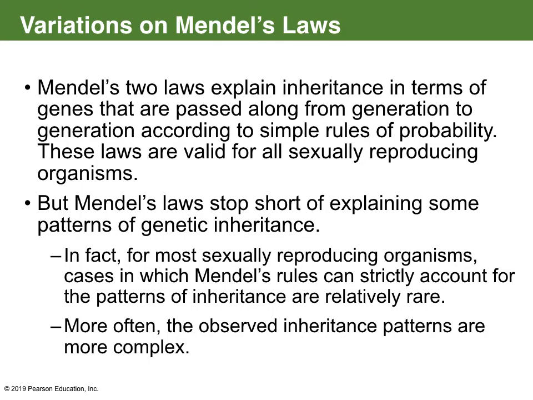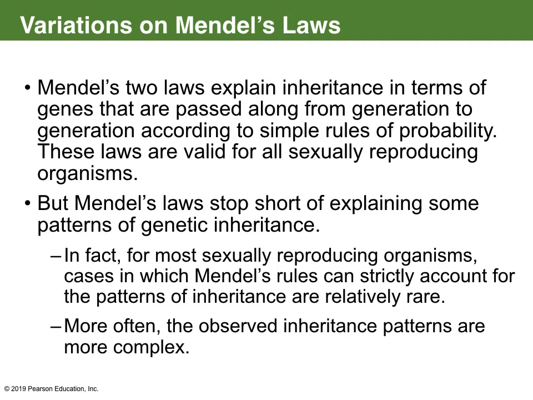All right, variations on Mendel's laws, because life is never that tidy. So Mendel's 2 laws explain inheritance in terms of genes that are passed along from generation to generation according to nice, tidy rules of probability, right? 50-50 chance and all that. And those laws are great for all sexually reproducing organisms, so plants, animals, fungi, etc. But Mendel's laws don't explain everything.